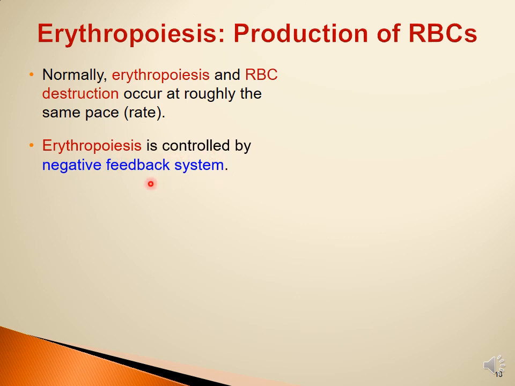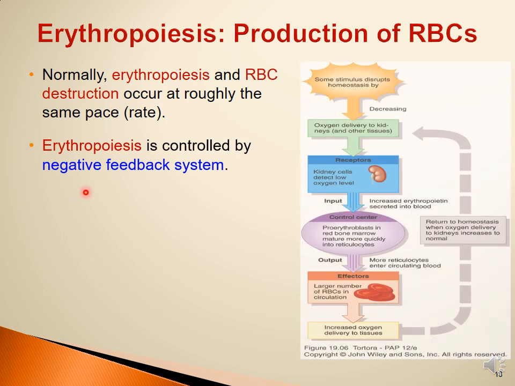Erythropoiesis is controlled by a negative feedback system that is a very important controller of the process. And this is done as follows. If we have a low oxygen carrying capacity, or if we have anemia, oxygen delivery to the kidneys will become less. Special cells in the kidneys, we call them the peritubular cells, that are present in the renal cortex, will sense this low oxygen level and will produce the hormone called erythropoietin.